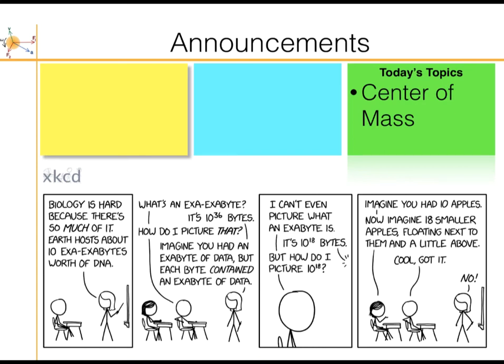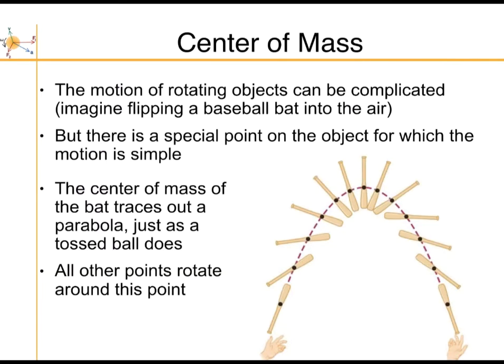We are going to talk about the center of mass of an object. That's our plan for today. The motion of rotating objects can be pretty complicated. If you toss a bat in the air while it's rotating, it looks like pretty complicated motion, but there's usually one special point in the object for which the motion is simple.